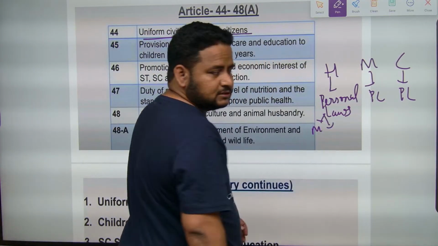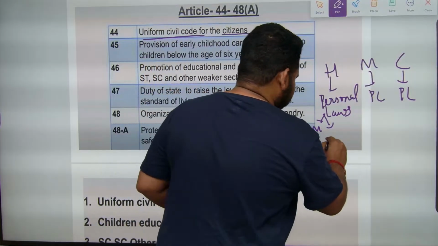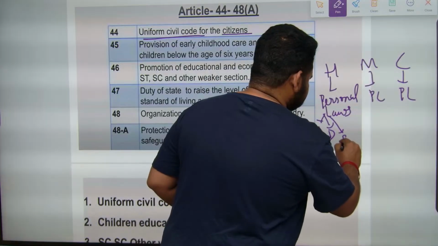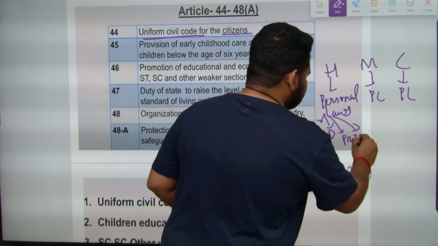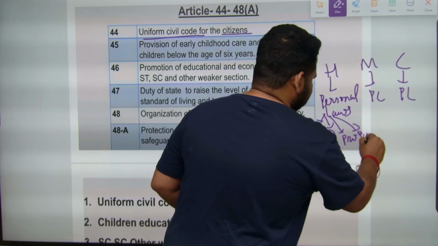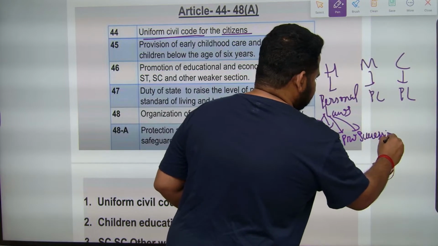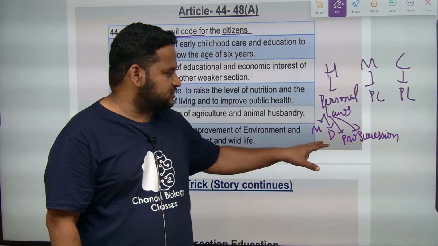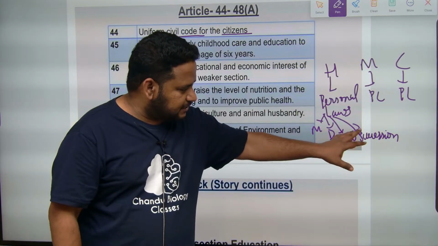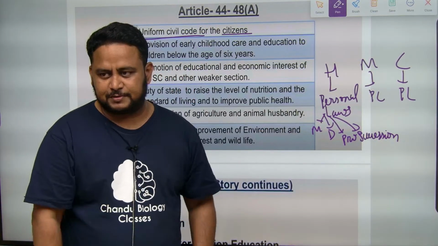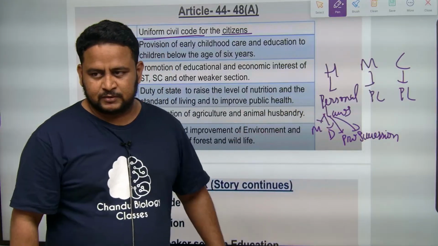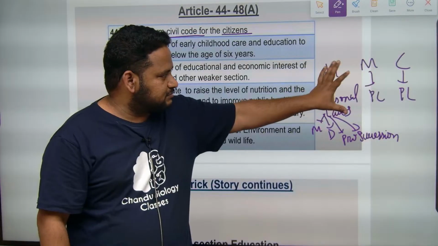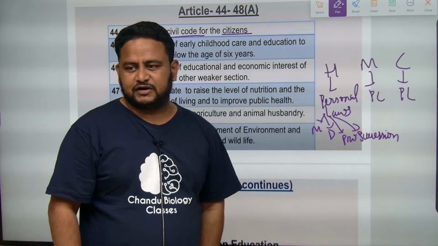Another one is divorce. Marriage means there will be divorce also. And also property matters, and succession of property. So when we talk about marriage, divorce, property matters, and how to acquire the parents' property, all these things, we have personal laws. Hindus have different personal laws, Muslims have different personal laws, and Christians have different personal laws.